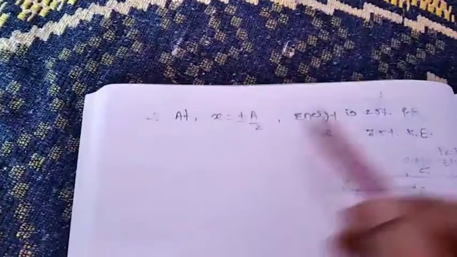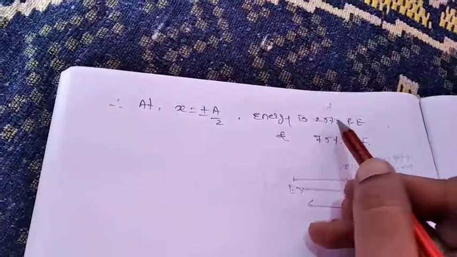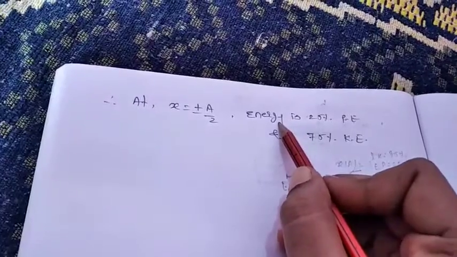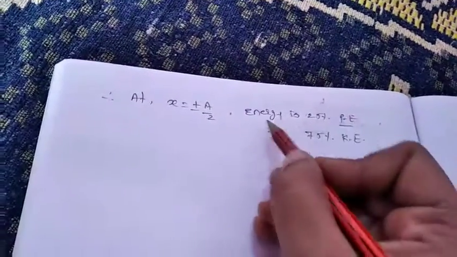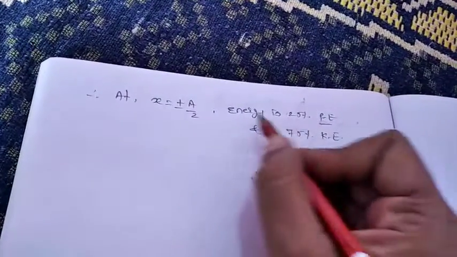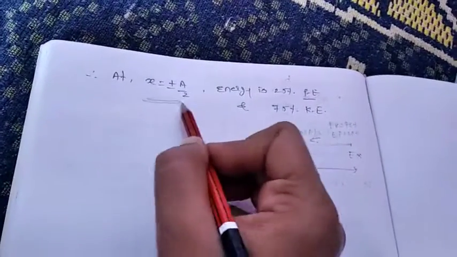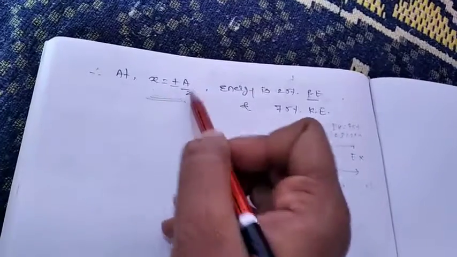So I have written it here, that is, at x is equal to a by 2, the potential energy is 25% of the total energy, and kinetic energy is 75%. So this is about the kinetic and the potential energy at x is equal to a by 2, that is, displacement is half of the amplitude.